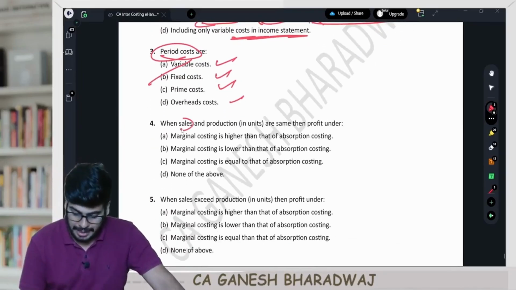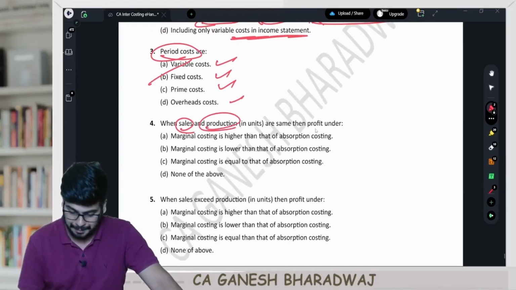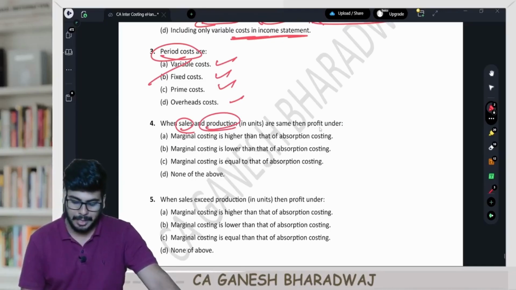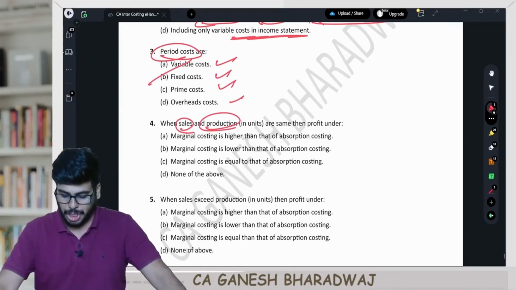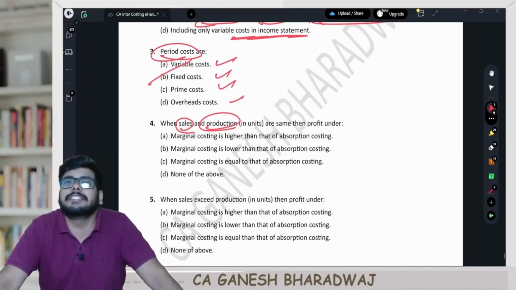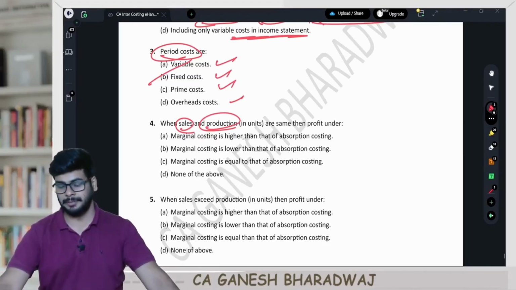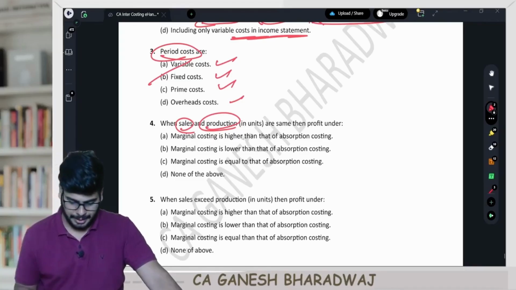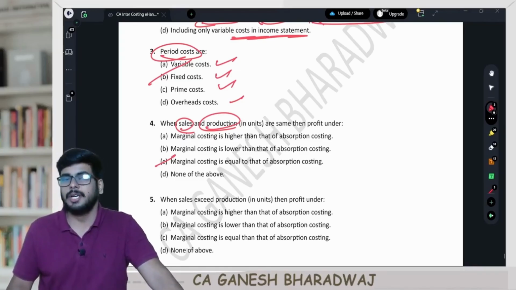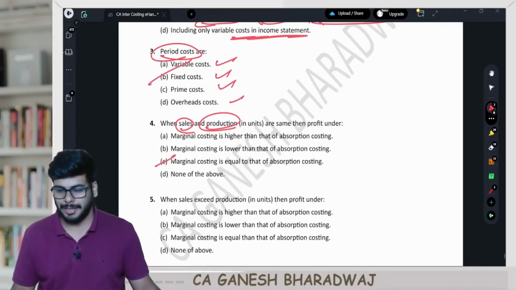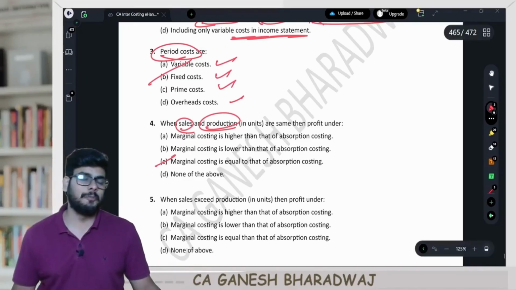When the sales and production in units are the same, the profit under marginal costing is higher, lower, equal, or none of the above. When sales and production are the same, what happens? So, the marginal costing profit is equal to absorption costing profit. Why? Because I have produced whatever I have sold. Correct? Yes, which means my opening and closing stocks are not there. Are you clear with this?